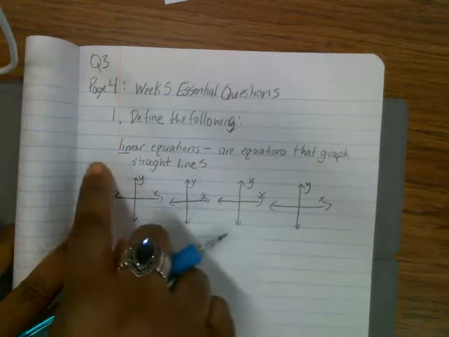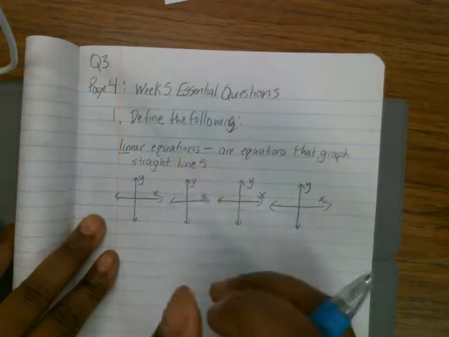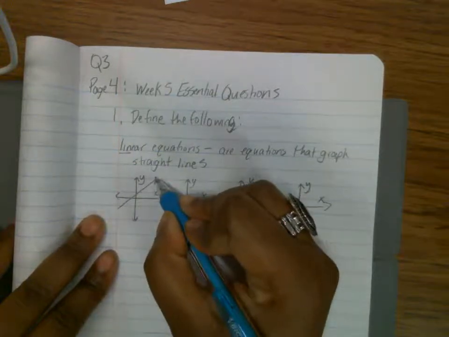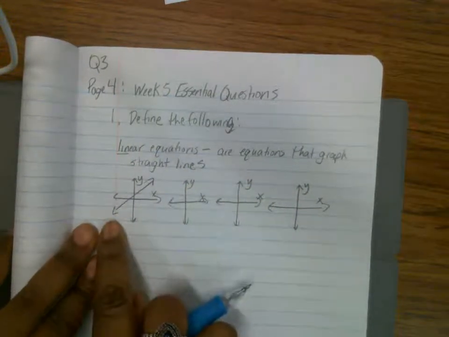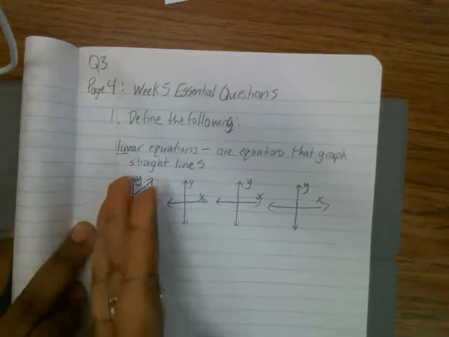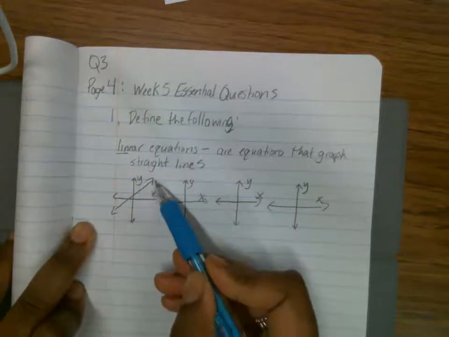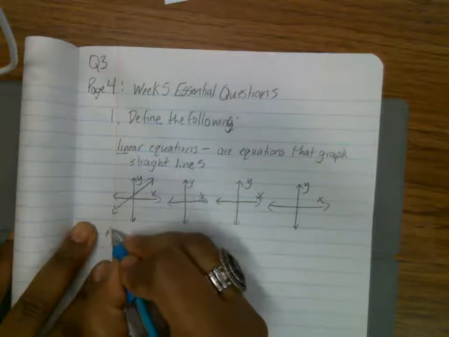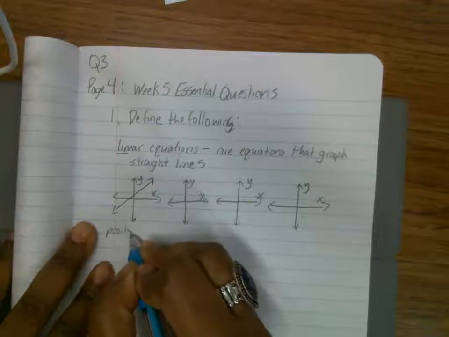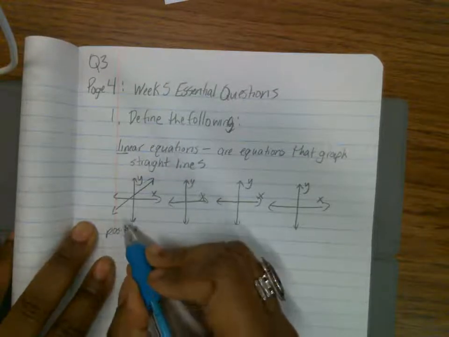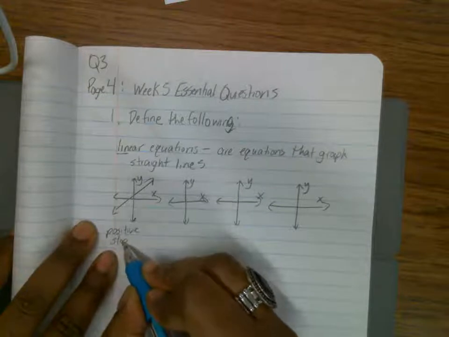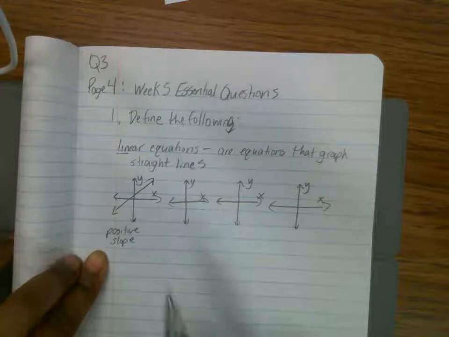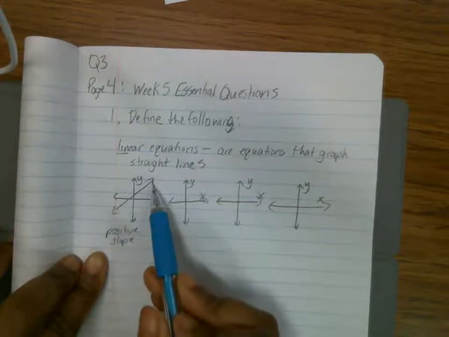Your first example of a linear equation is an equation that graphs a line that is going up. How do I know this line is going up? Because from left to right, the line is going up. So this line has a positive slope. This means that m, the slope, is going to be a positive number.